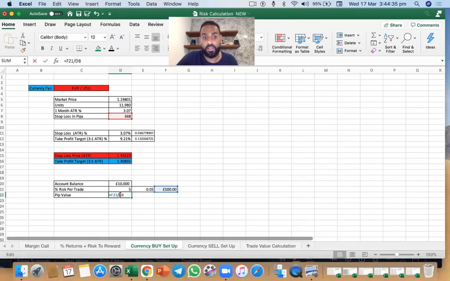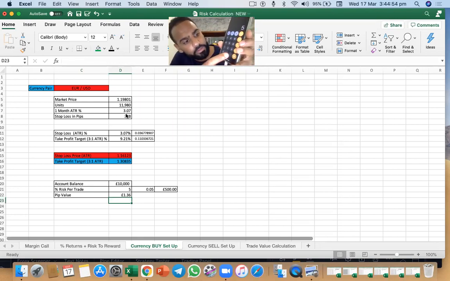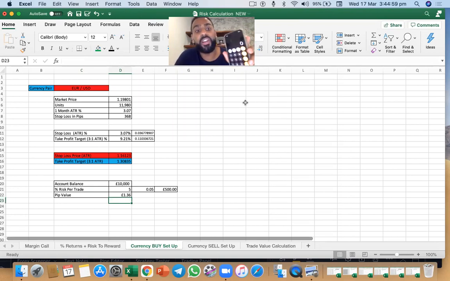If you click on the value here, it's basically dividing 500 by the stop loss, okay? And that's how you get your answer of £1.36. Because look, if you take £1.36, that's how much you're placing on the trade, and then the market goes against you by 368 points.